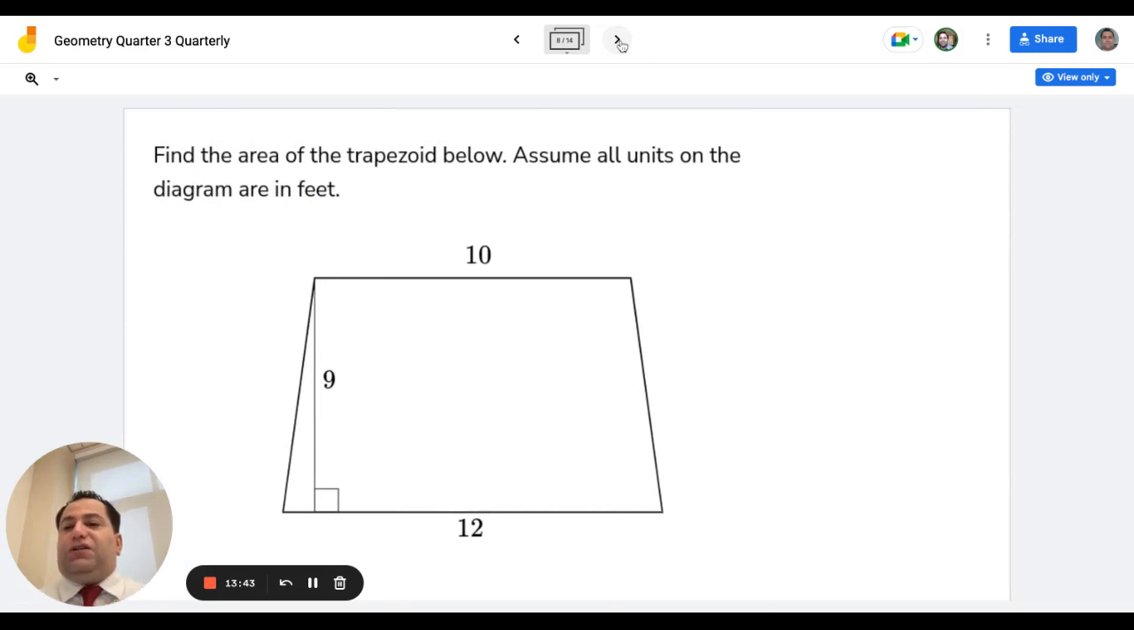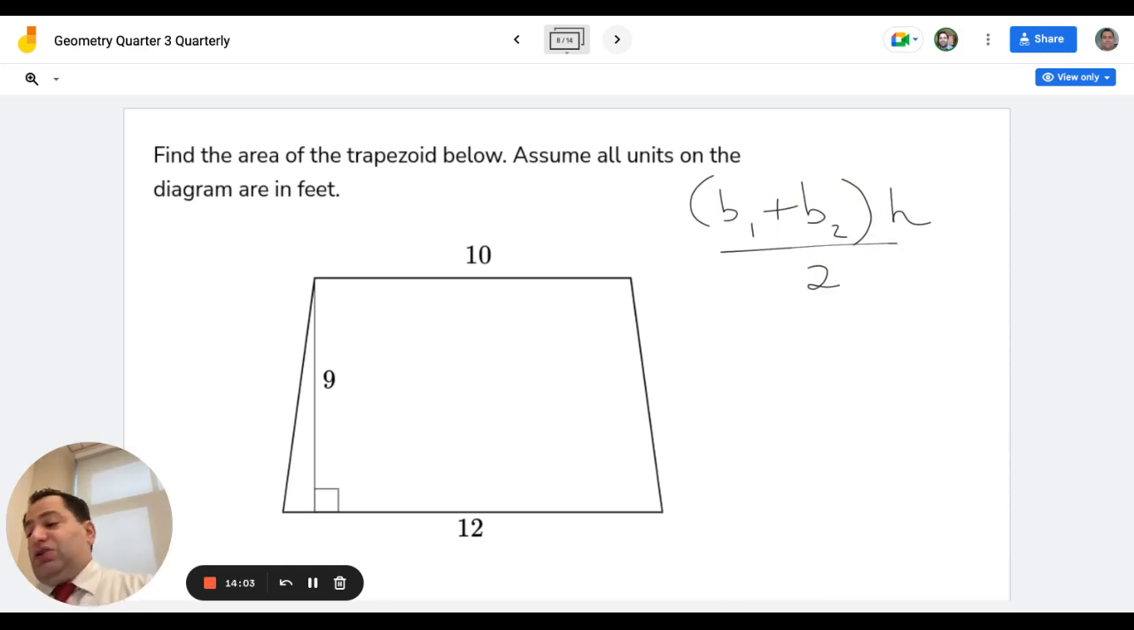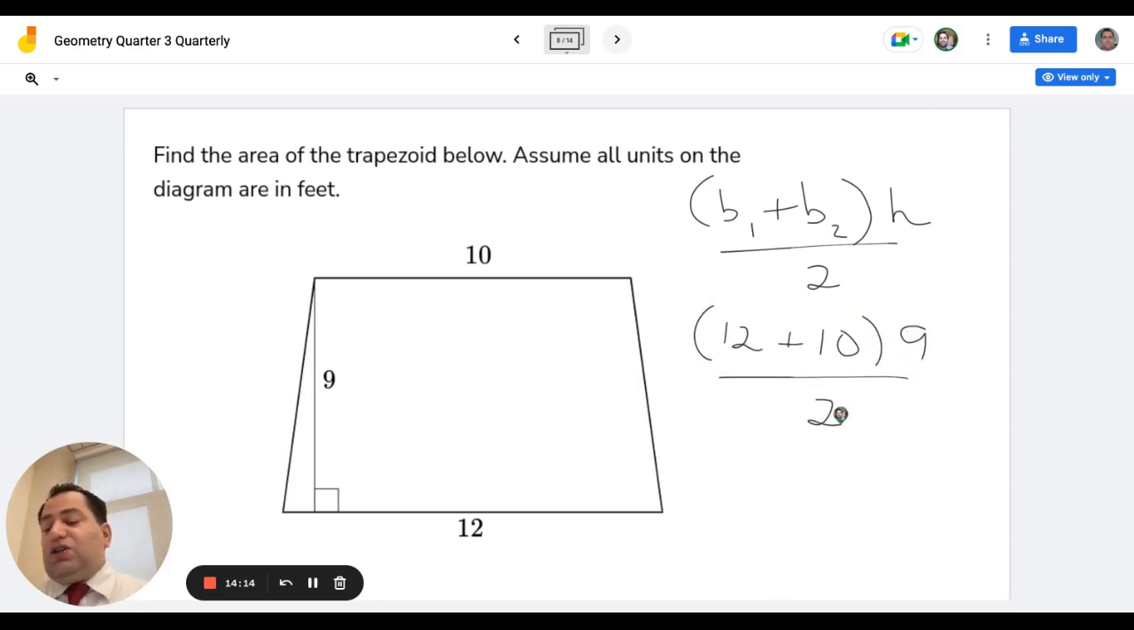All right, our next question is an area of a trapezoid question. So again, the area of a trapezoid is the bases, base 1 plus base 2 added up, times the height, all divided by 2. So if you know what to look for, again, it's just punching keys on a calculator. So we have the bases of 12 and 10. So we have 12 plus 10, a height of 9, and then we divide by 2. So 12 plus 10 is 22. So it's 22 times 9 divided by 2.